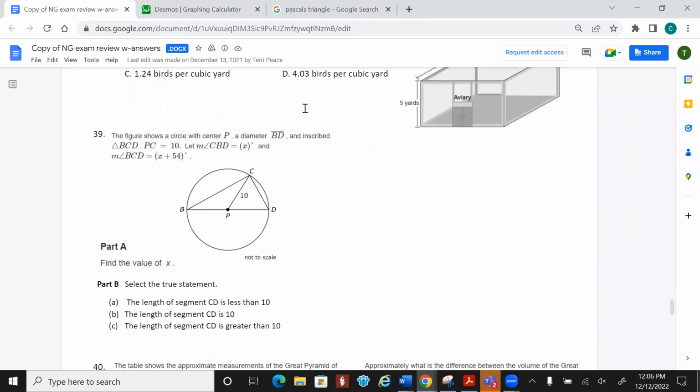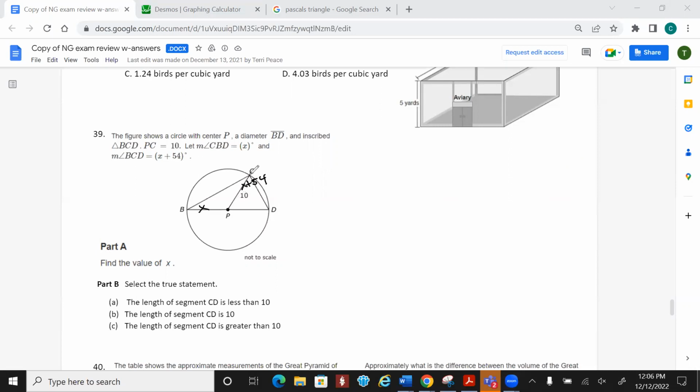So on 39, we've got this figure and it says that PC is 10 and it says that CBD is X. And then we got BCD, that's X plus 54. Okay. Find the value of X. So how do we go about doing that? Really quick, we've got a diameter right here. We have a radius right here, this BC, that's radius.